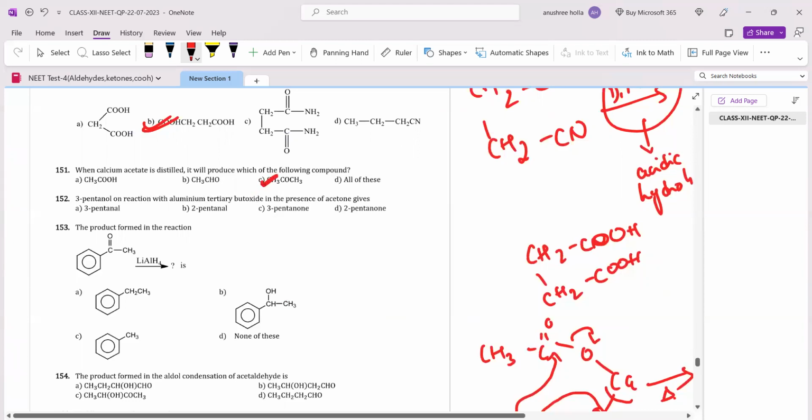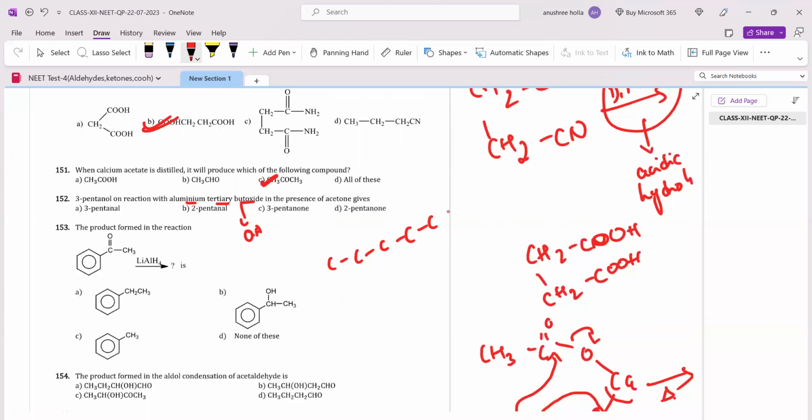152nd. 3-pentanol on reaction with aluminum tertiary butoxide in the presence of acetone gives... Look, aluminum tertiary butoxide is an example of an oxidizing agent. It's a strong oxidant, used in many different oxidation processes. So now I have an alcohol. If you observe this alcohol, 3-pentanol, it is like this. So write the structure.